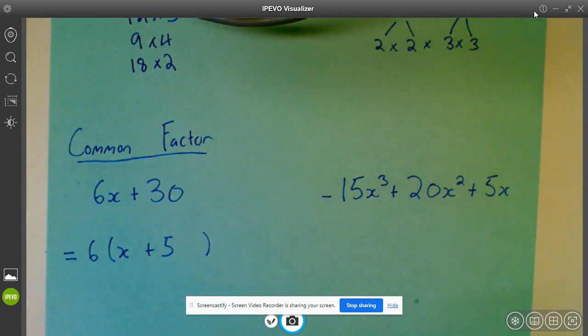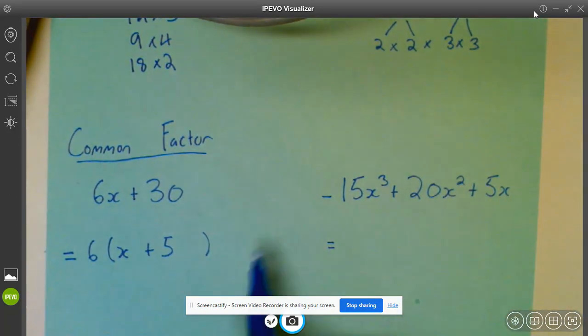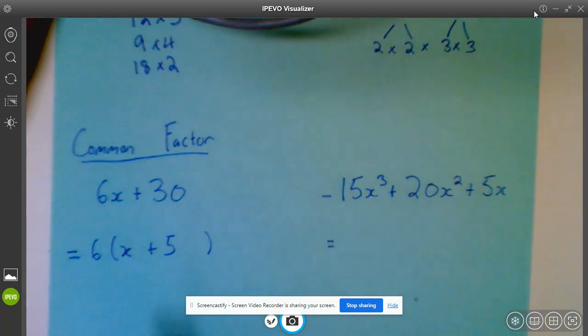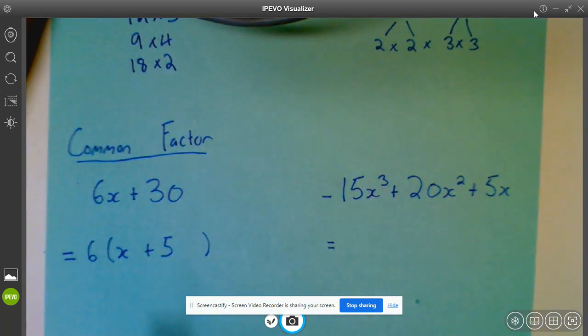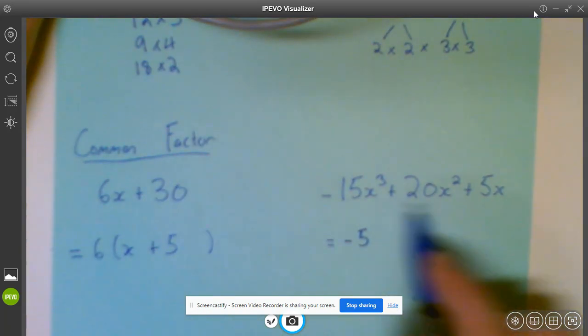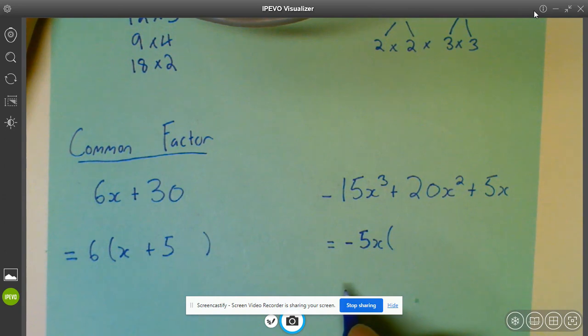And I'm going to do the same thing here. I'm going to look at what they share. In math, the convention is if the polynomial starts with a negative term, I'm going to take out a negative common factor. So 15, 20, and 5, we can say share a negative 5. And all three of these terms also share an x. So my common factor is negative 5x.